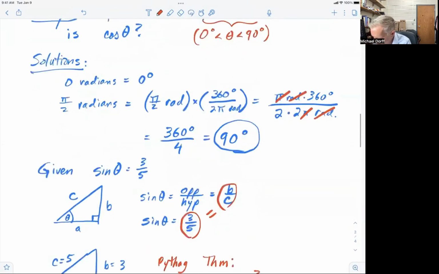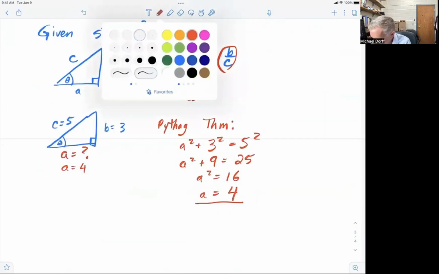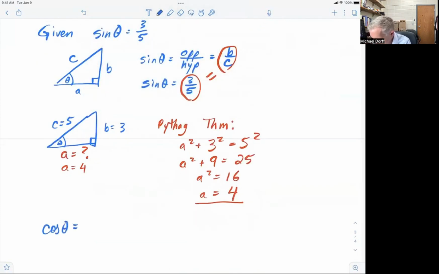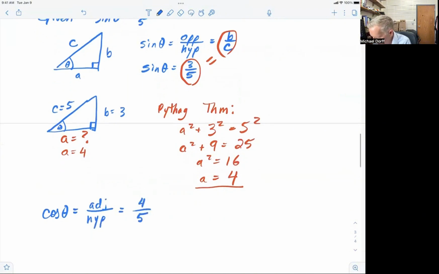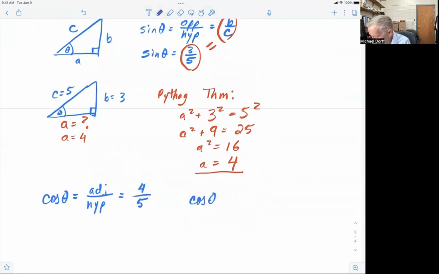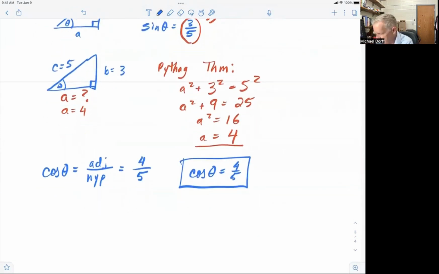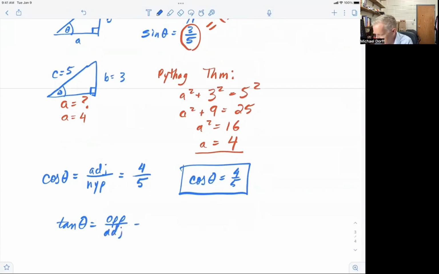Our original problem is to figure out what cosine is. So what is the cosine? Cosine of theta is going to be adjacent over hypotenuse. And I look at this, my adjacent is 4, my hypotenuse is 5, and so I get that cosine of theta is 4/5. Otherwise, I could also figure out what the tangent of theta is. Tangent is opposite over adjacent, and the opposite side was 3, and the adjacent side was 4, and so tangent of theta equals 3/4.